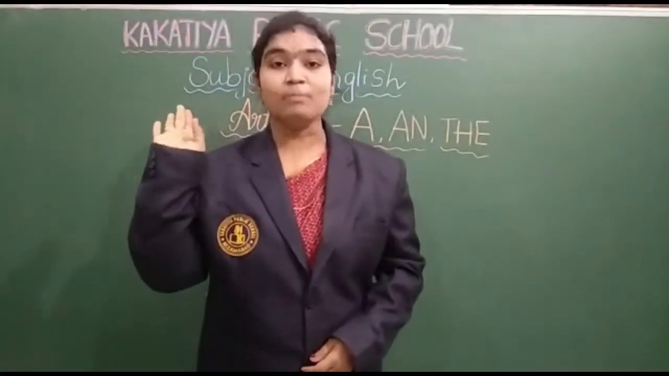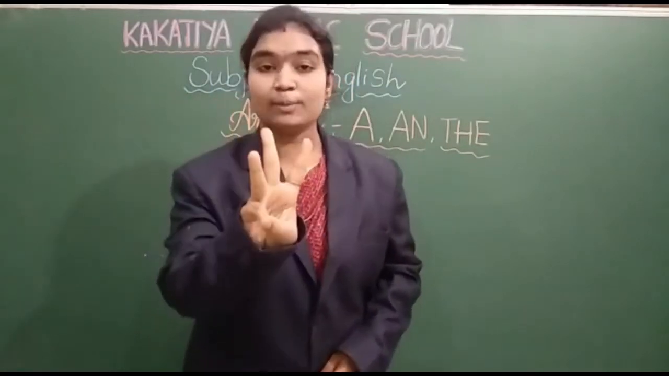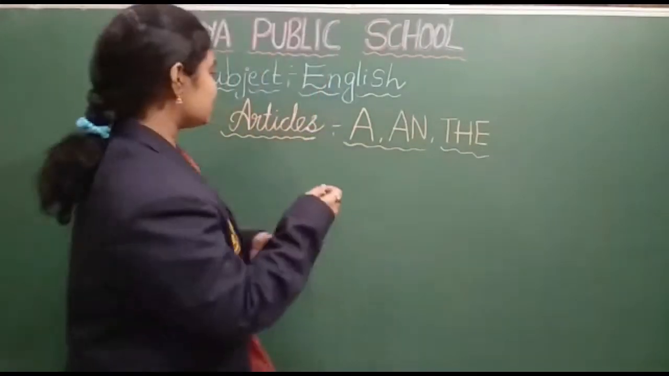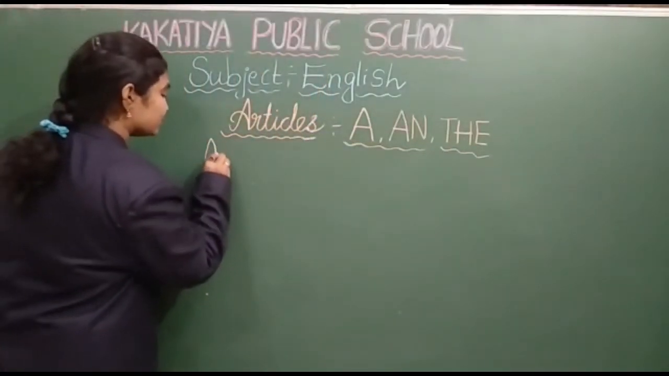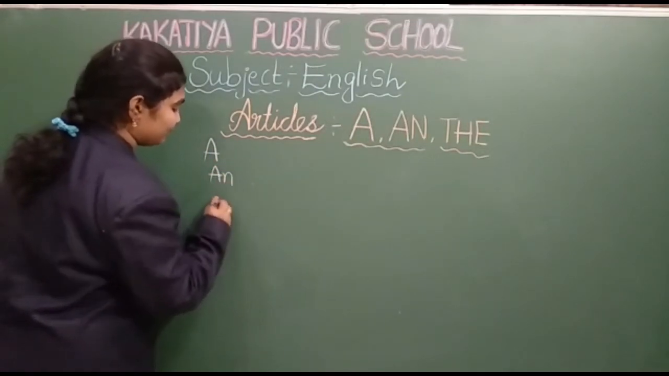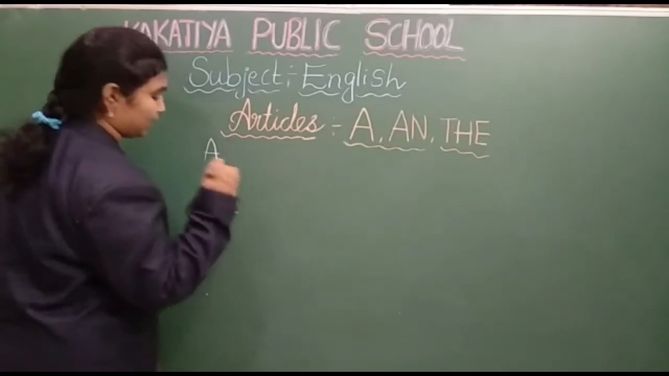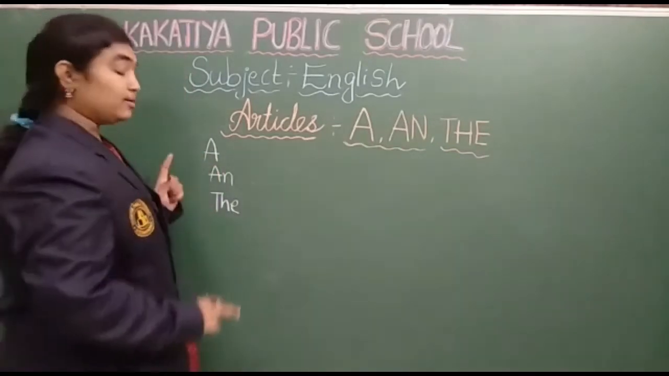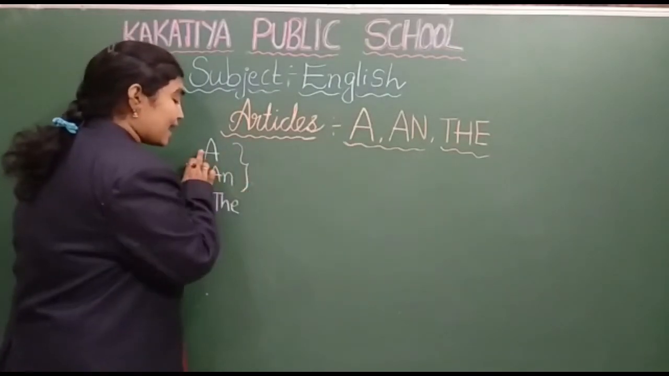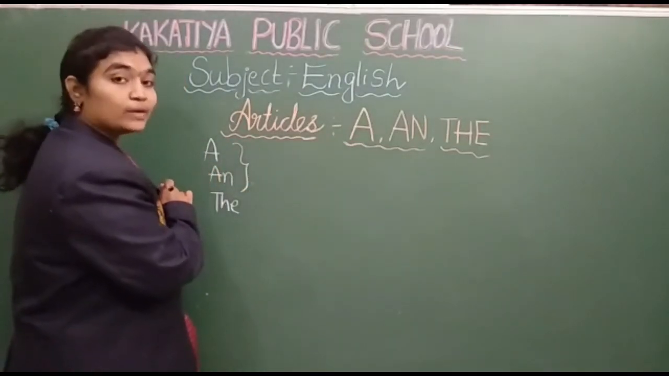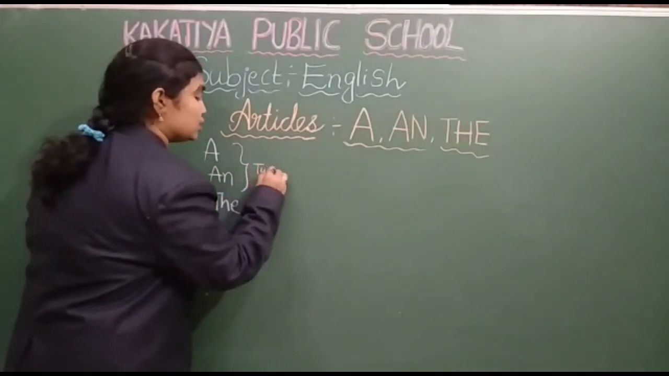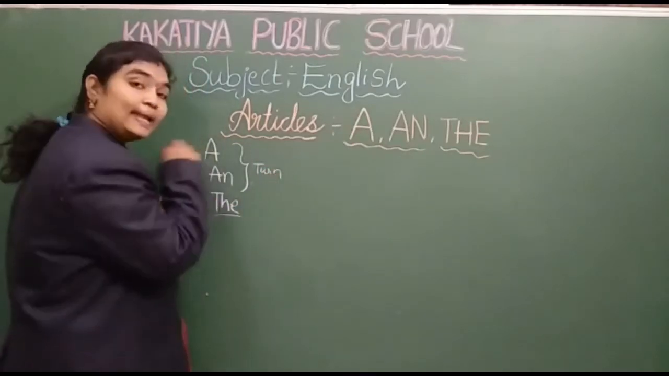Once upon a time, in a village, there lived three brothers. How many brothers? Three brothers. What are their names? The names of the brothers are A, An and The. A and An are twin brothers, and The is an elder brother.